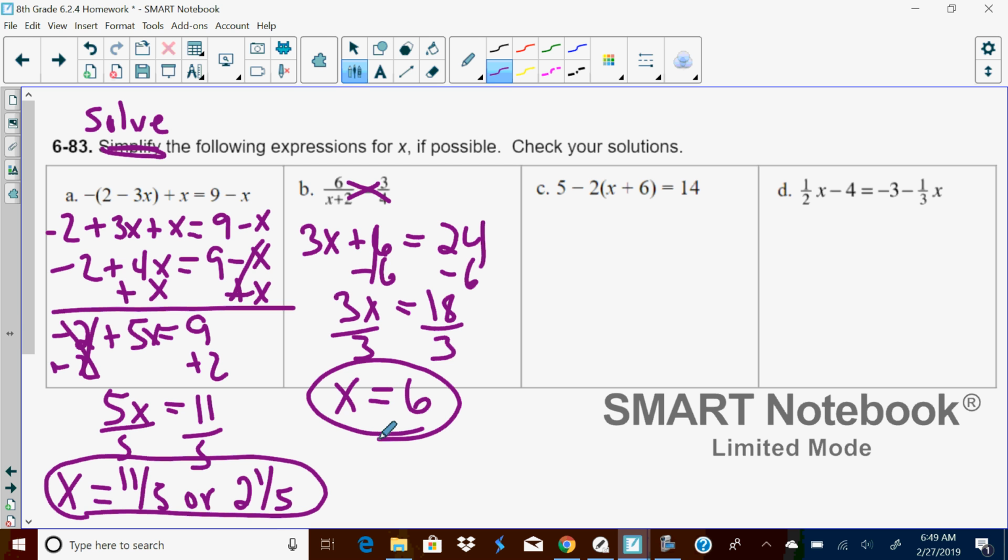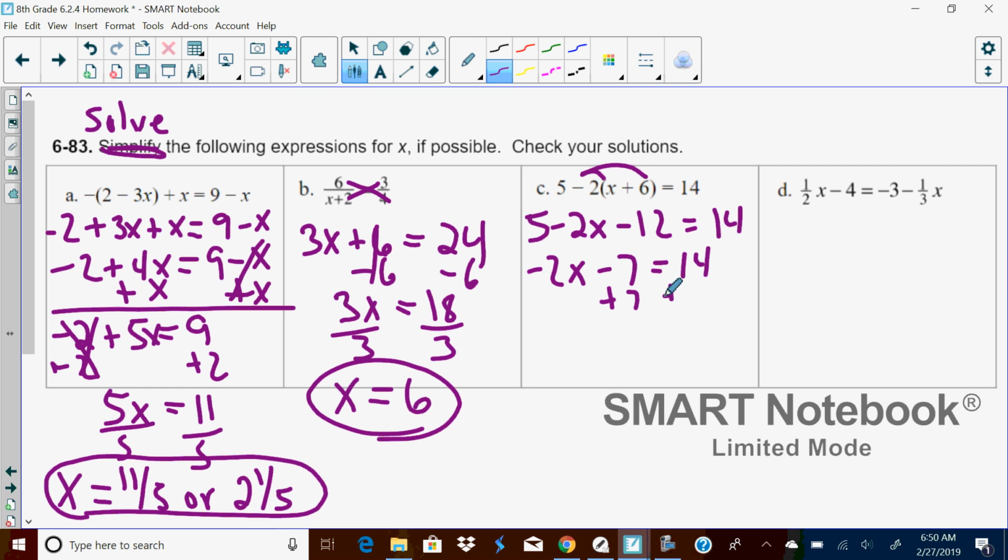For part C, I'm going to multiply through by a -2. So I get 5 minus 2x minus 12 equals 14. 5 minus 12 is -7. Add 7 to both sides. So I'm going to get -2x equals 21. So x equals, I can say negative 21 over 2 or negative 10.5.